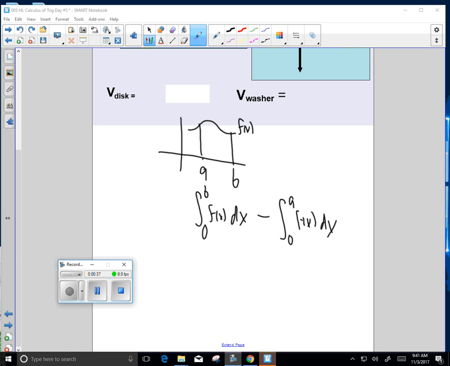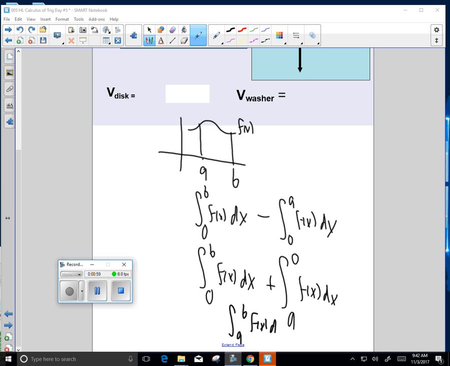The reason you subtracted them is because 0 to b f of x dx plus, you could reverse these, a to 0 f of x dx. There's a property that says if you go from a to 0 and then 0 to b, it's just the same as going from a to b, f of x dx.